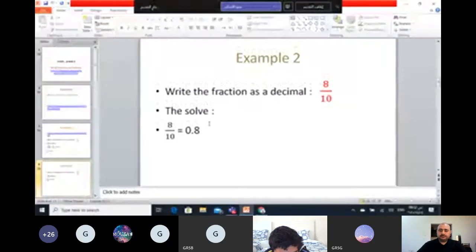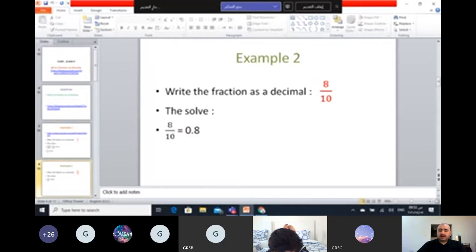Example 2. Write the fraction as a decimal. Here we have the fraction 8 over 10. As you see, in the denominator we have the power of 10. We have 10. So I can change directly. How? What's the meaning of 8 over 10?